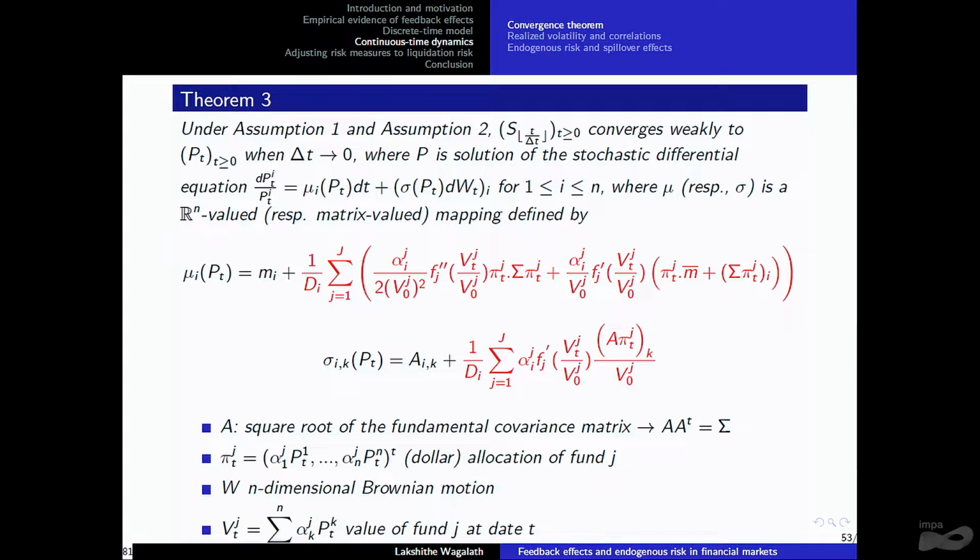When you look at the new parameters, all the terms in red are actually linked to the feedback effects. Right? If there were no feedback effects, the drift should be M. It's the drift that I input, like in the Black-Scholes drift. And the volatility should be A, which is a square root of the covariance matrix sigma. But because we incorporate potential feedback effects, there are terms in red.